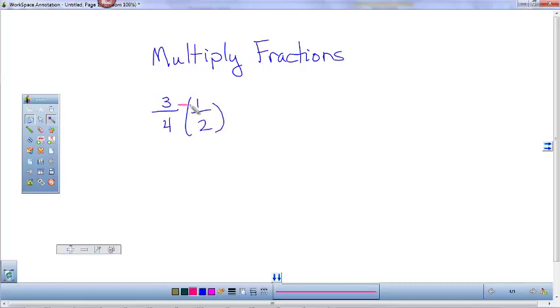We directly multiply. So I get 3 over 8. And then you check to see if you can simplify. This one, there's no simplify.